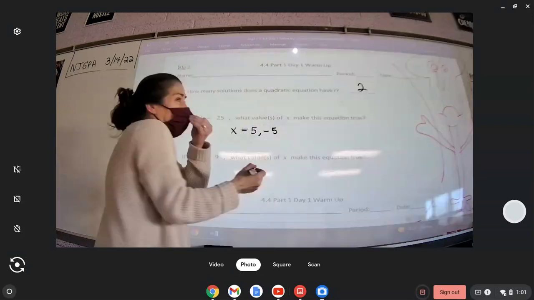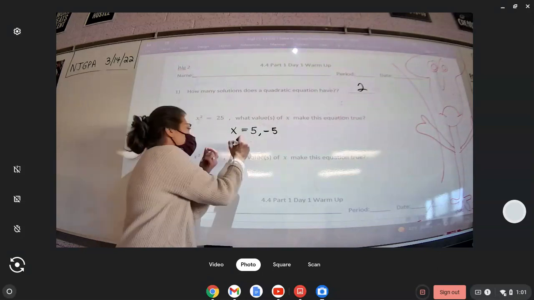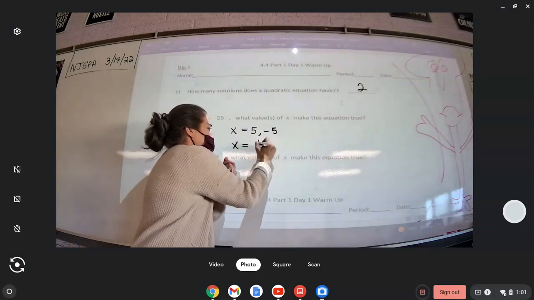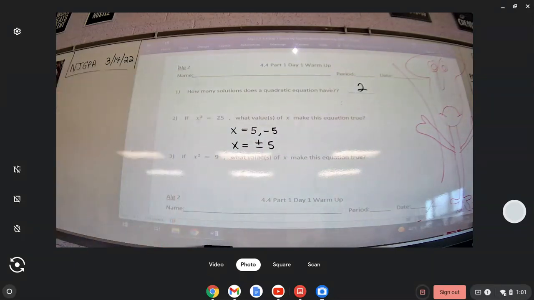So in math, the way we actually write that, if 5 or negative 5 could be the answer, we say x could be plus or minus 5. It could be positive or negative 5. So that plus or minus symbol is going to be used a lot in this method and the quadratic formula as well. So you have to remember that there's going to be 2 answers, the positive version and the negative version.